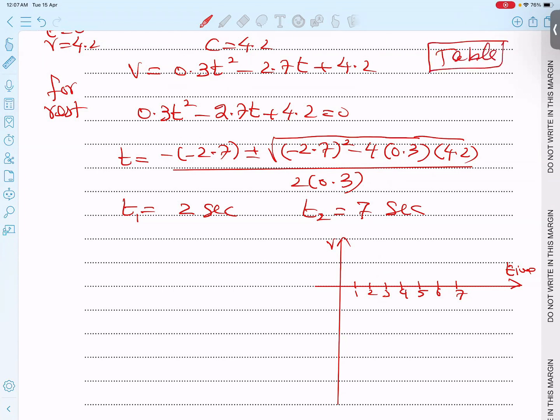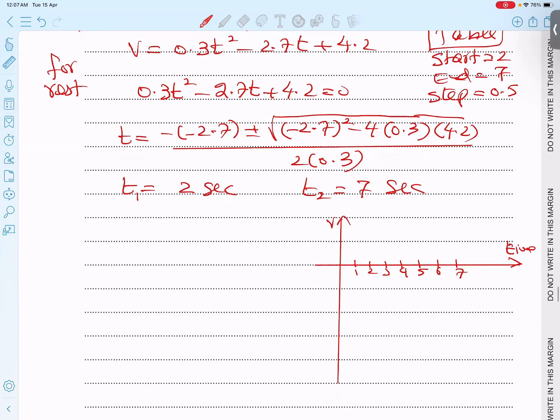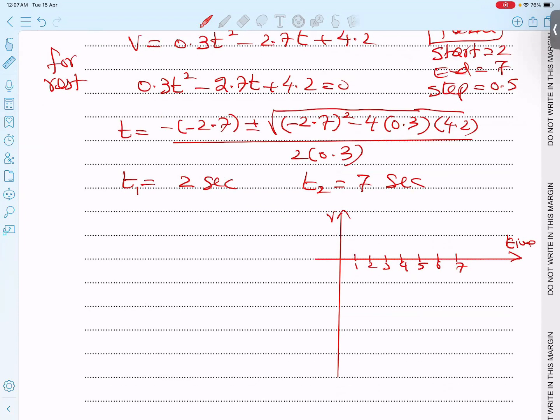Okay. And what is the start and end? Start from 2, end at 7. Step, how much? You can take 0.5 step, or you can take 1 step. So when I check it, what are my answers? Let me show you the table.